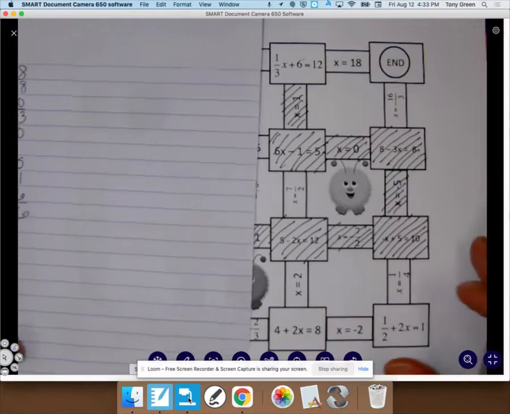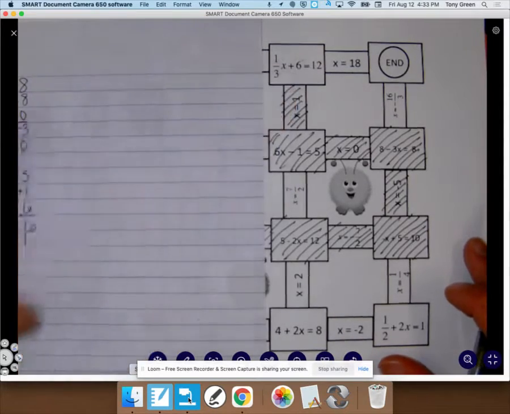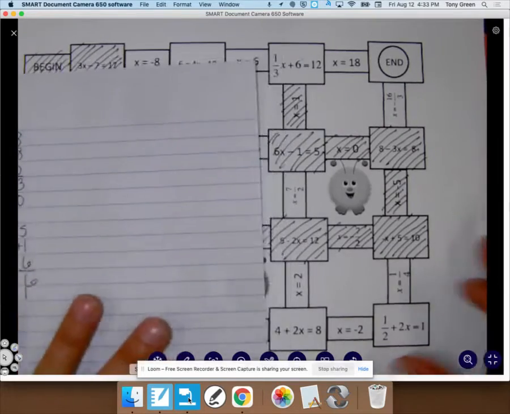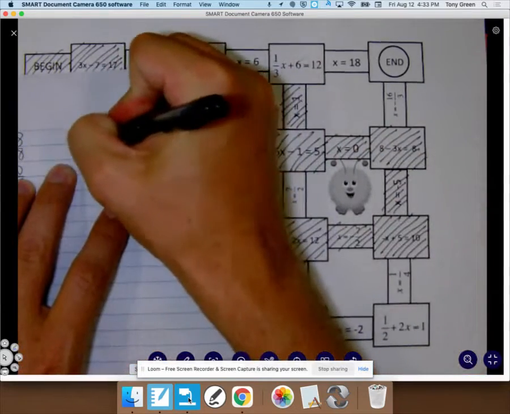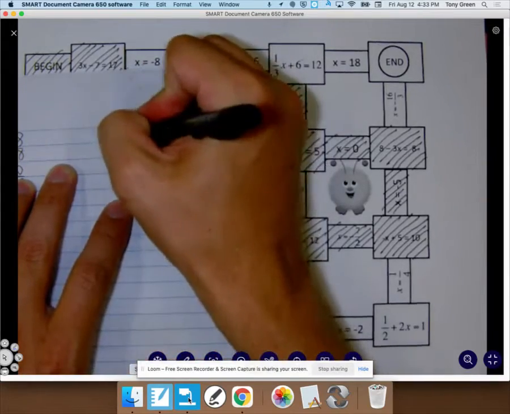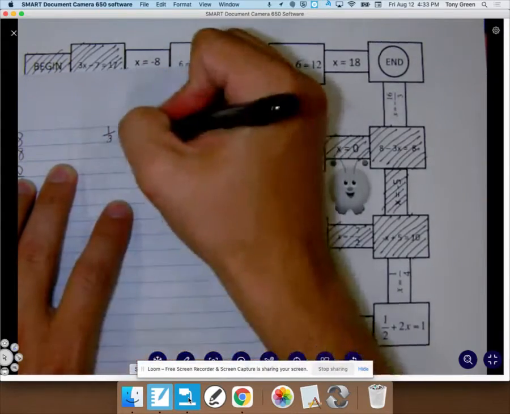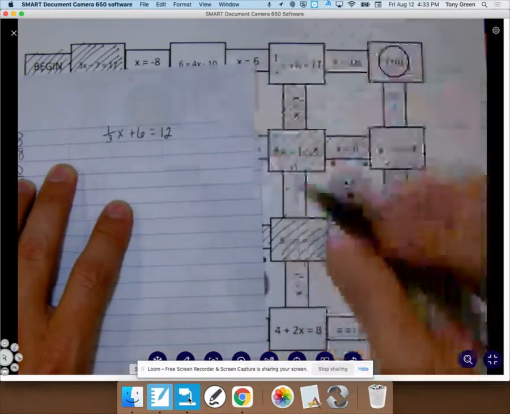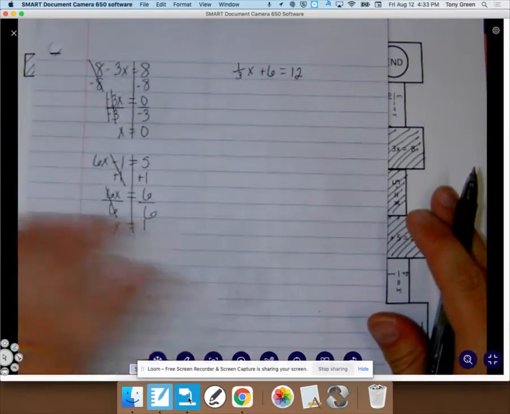Math is awesome. All right, so we got another fraction. Ooh, it's a fraction one and everything. 1/3 x. Do this at the top. 1/3 x plus 6 equals 12. What a great problem to end on.